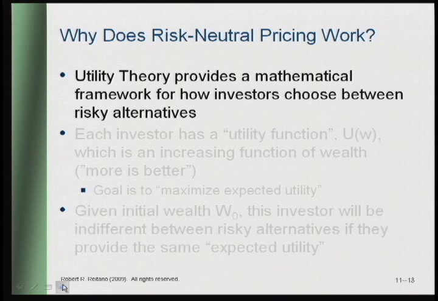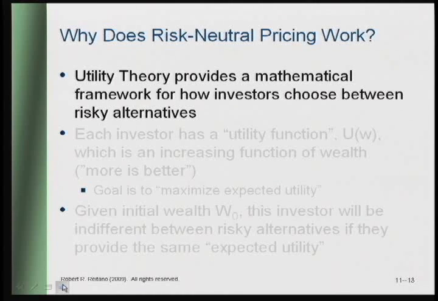So why does risk-neutral pricing work? How can risky assets be priced as if investors were risk-neutral? I'm going to review a little bit of utility theory, which goes further than what is discussed in the book, but I think it'll help you understand the appendix and some of the comments made in this chapter.